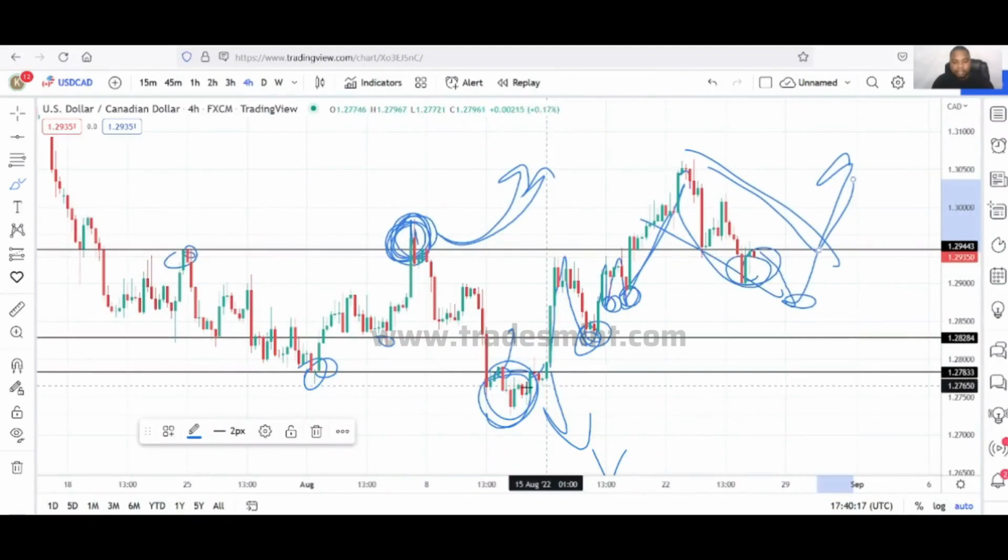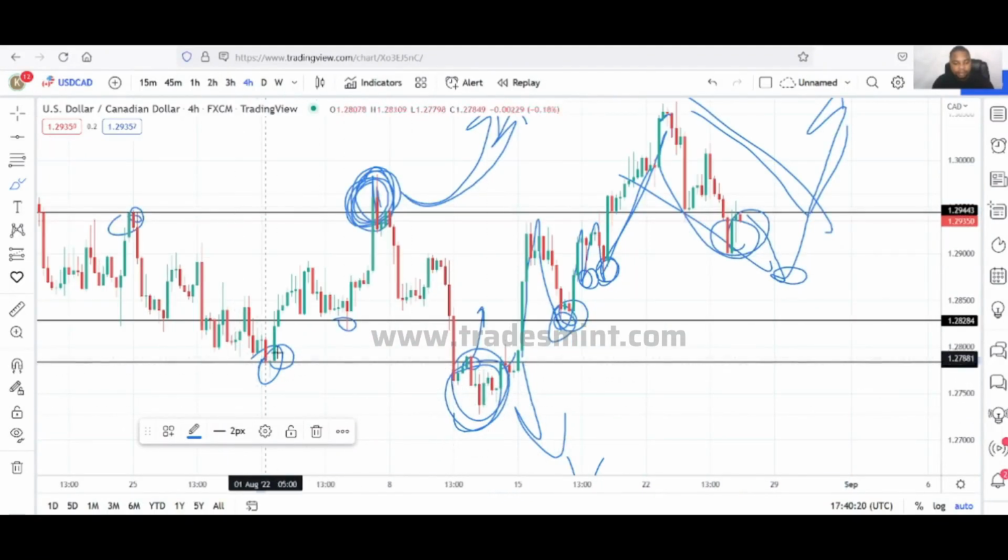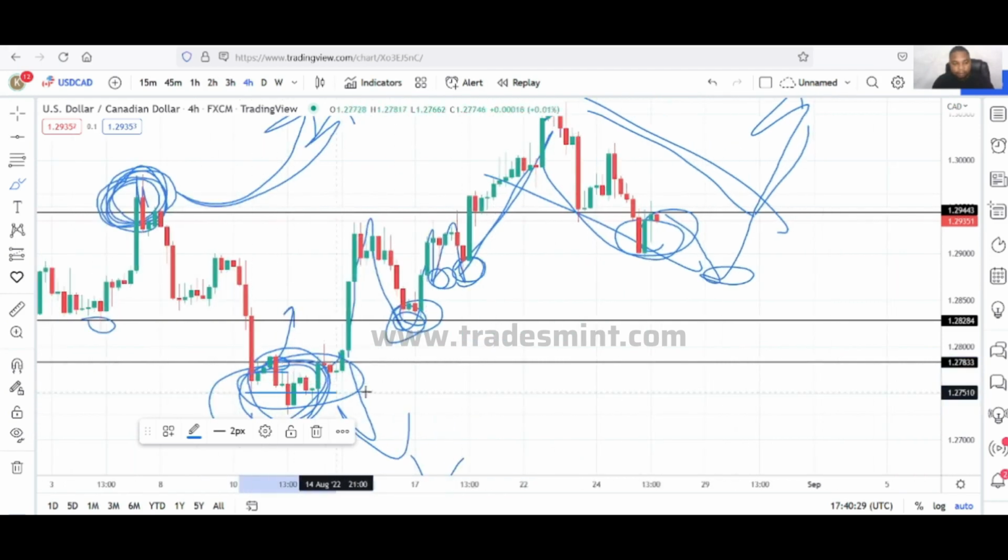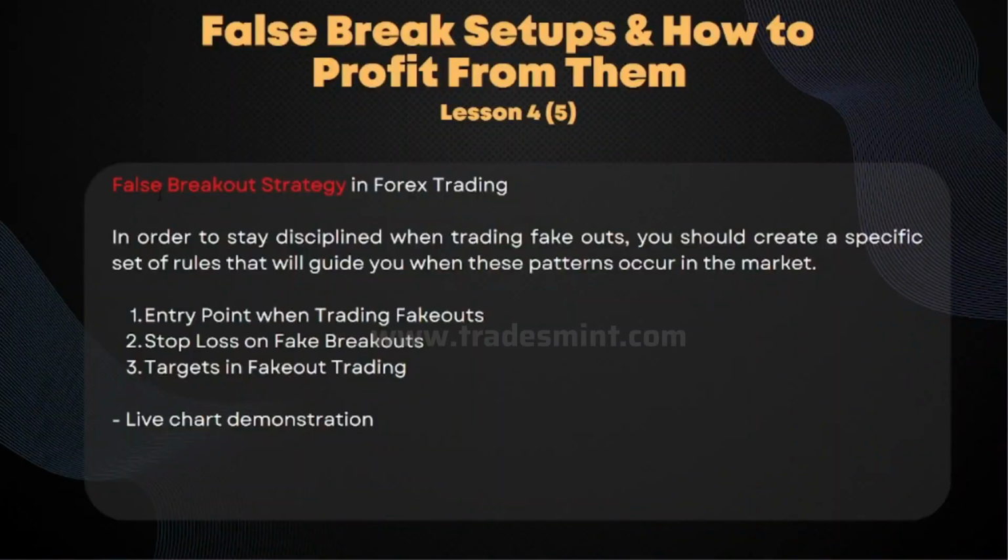The entry point when trading fake outs is always after that fake out has taken place in that direction, whether you're trading buys or sells. So it's always just like that. The entry point will definitely be after the fake out has taken place. On the next candle that follows, that's where you get to enter your trade. And then the stop loss, obviously, is always beyond the fake out's extreme. And then your target is always the next resistance or support, depending on what you are trading at that time.